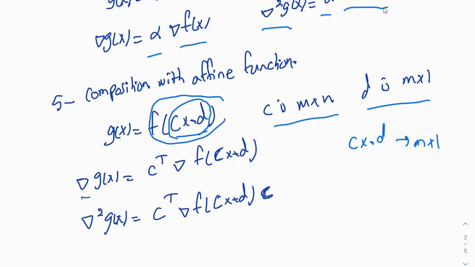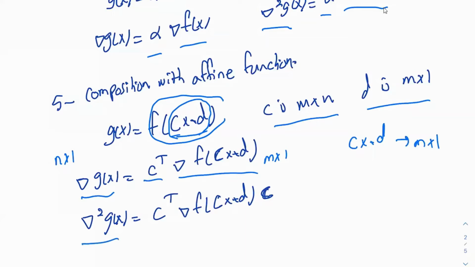Okay, so the gradient of g of x, let's see. The x is still n by 1, so the gradient of g of x is still going to be n by 1, right? So we know it's going to be either c or c transpose times the gradient of f of cx plus d. Well, wait, this is n by 1. If I write c, c is only n by n, this doesn't make sense. So it's a check that you can do. It has to be c transpose. N by n times n by 1 is going to be n by 1.